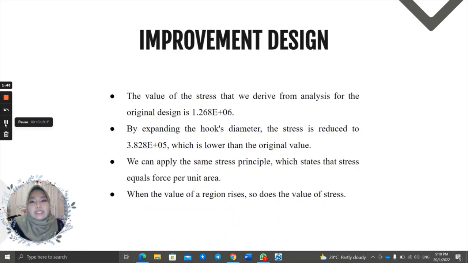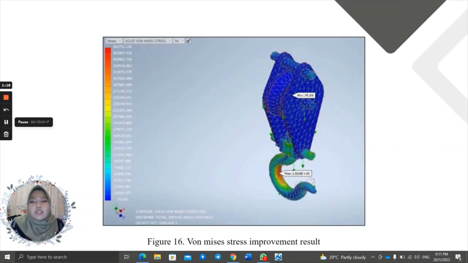Next, for the improvement design, the value of the stress that we derived from analysis for the original design is 1.26E+06. By expanding the hook's diameter, the stress is reduced to 3.828E+05, which is lower than the original value. We can apply the same stress principle, which states that stress equals force per unit area. So when the value of area rises, the value of stress falls. As we can see, this is the von Mises stress improvement result.